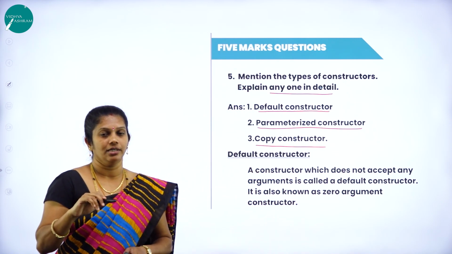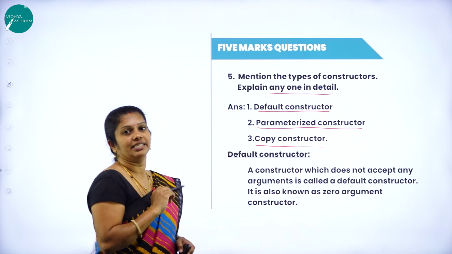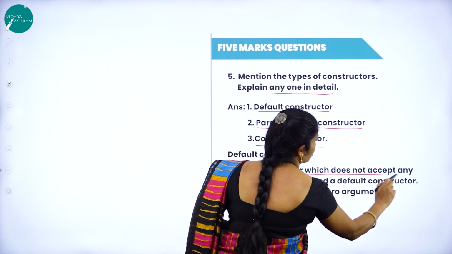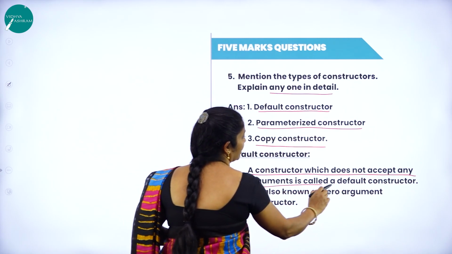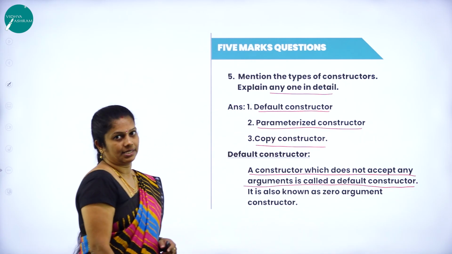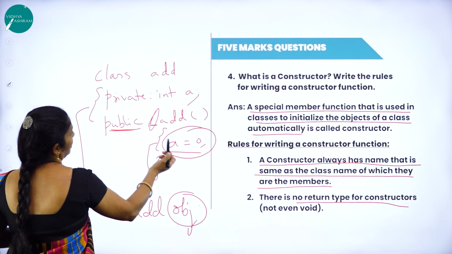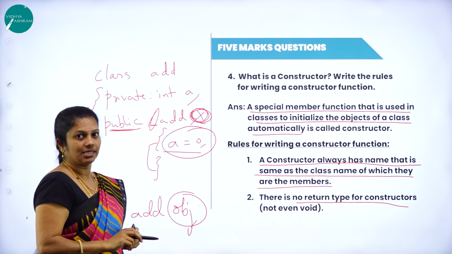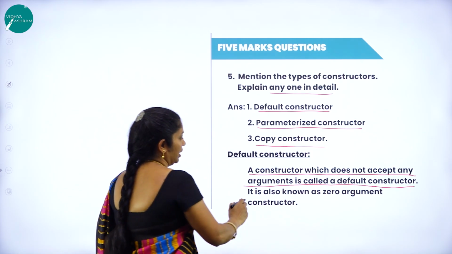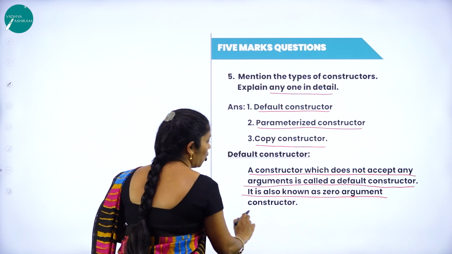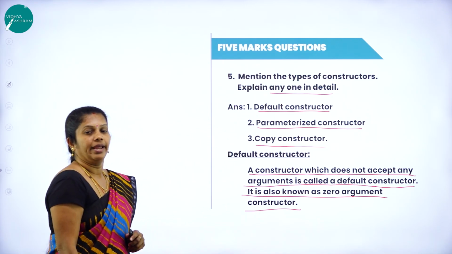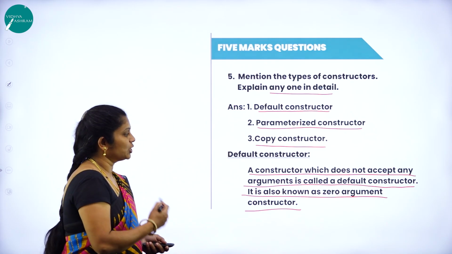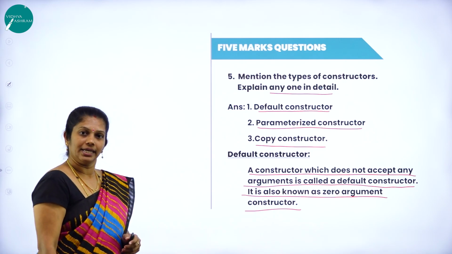In a default constructor, if you don't have any arguments, then it is called a default constructor. A constructor which does not accept any argument is called a default constructor. In the previous example too, if you don't have any arguments, then it is called a default constructor. It is also known as a zero argument constructor, because it does not contain any arguments. That's why it can be called a zero argument constructor.